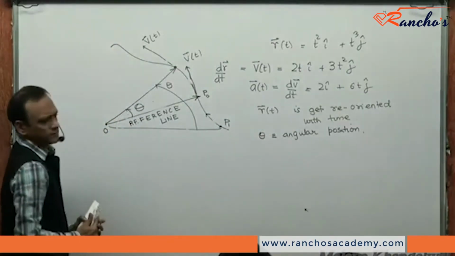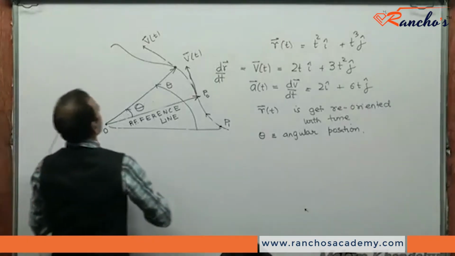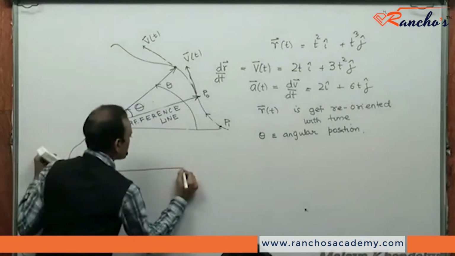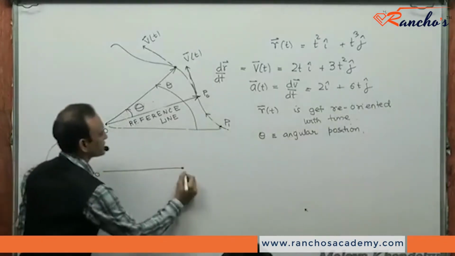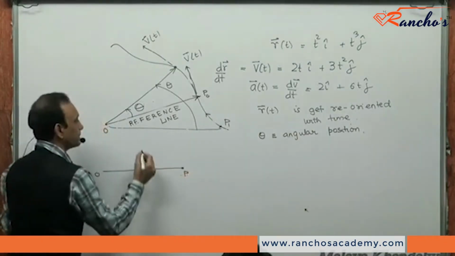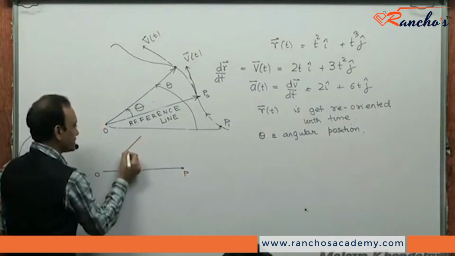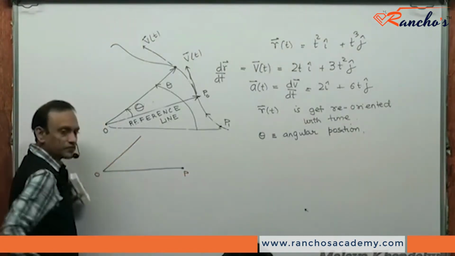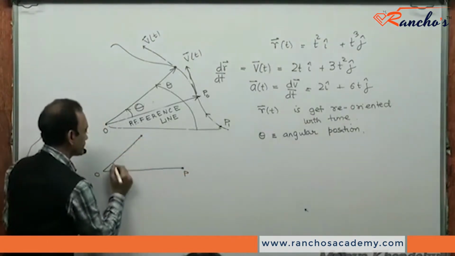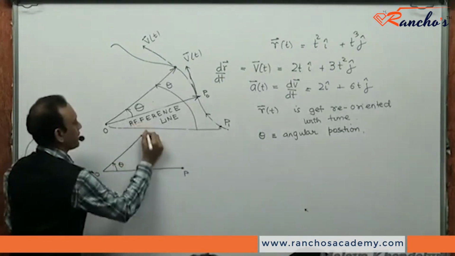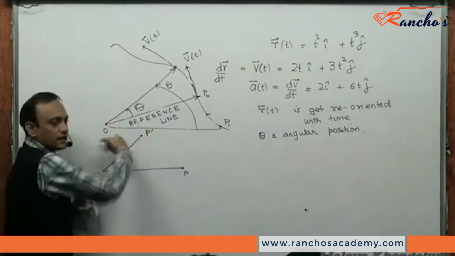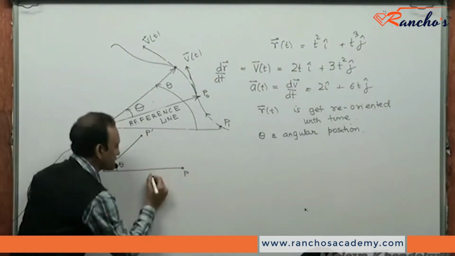But do you realize that, say, this is a reference line, right? After a while, the particle is here. This is its angular position. The particle goes from P to P prime, say. And this is its angular position as seen by this reference line.